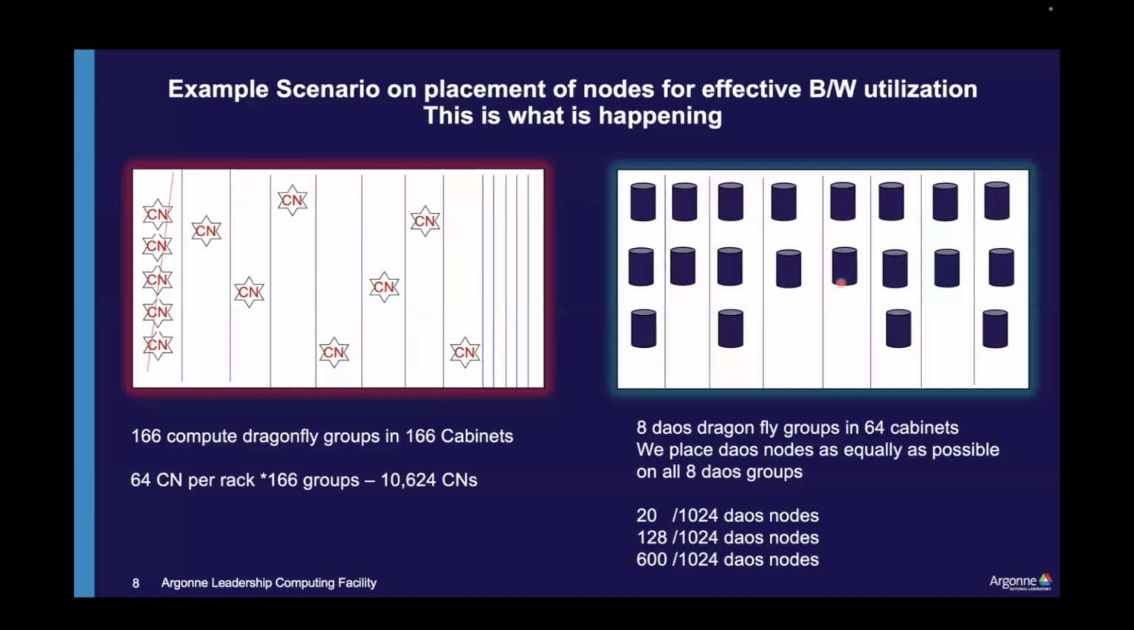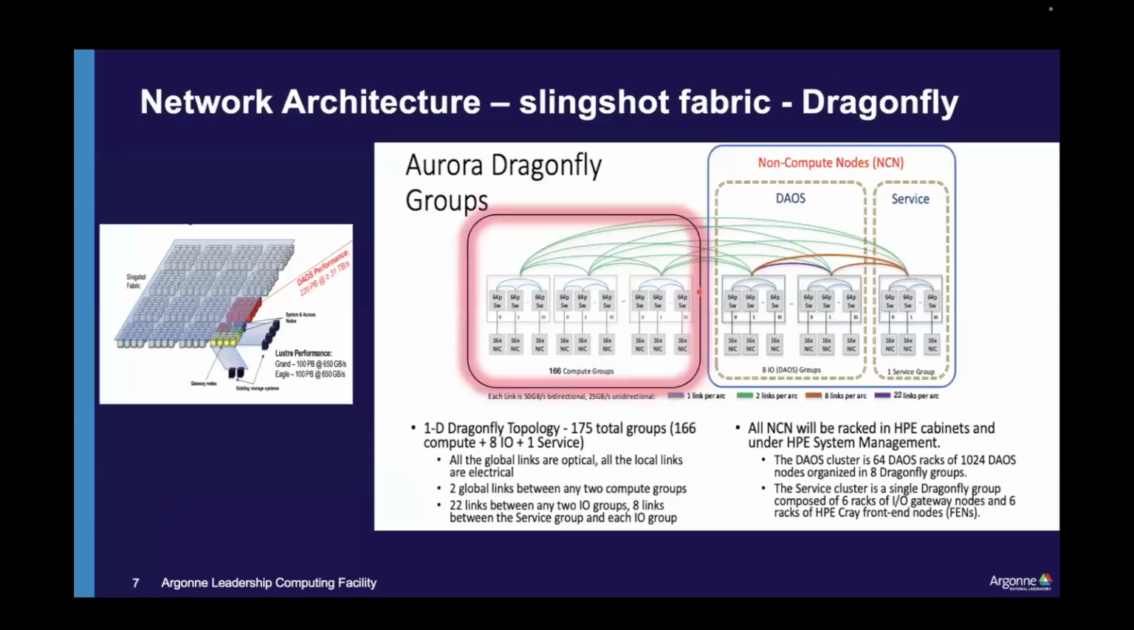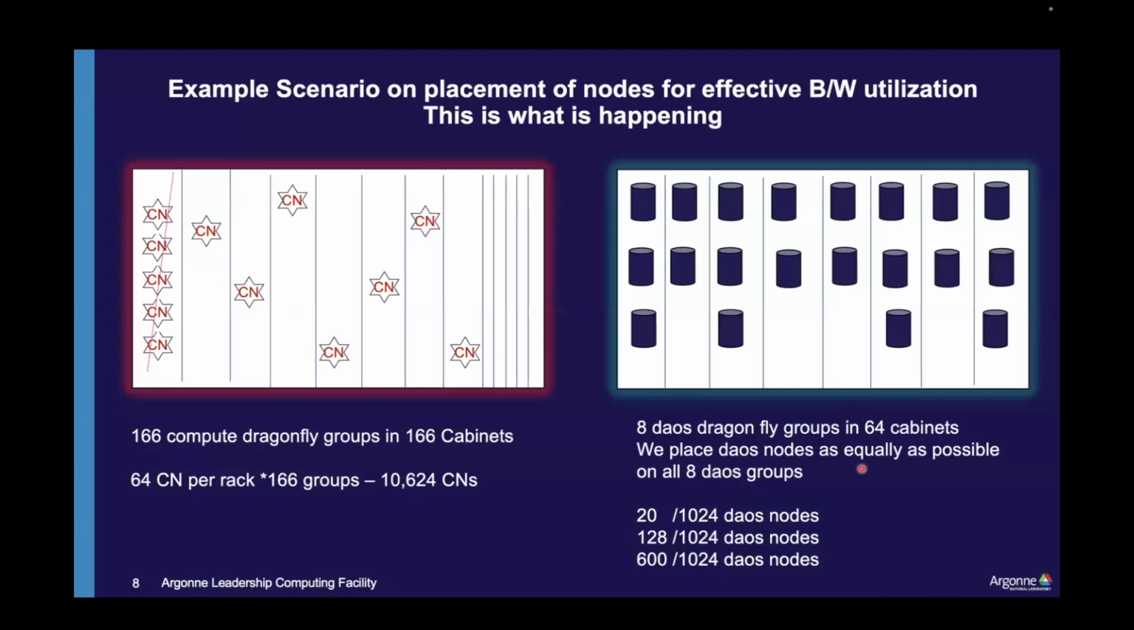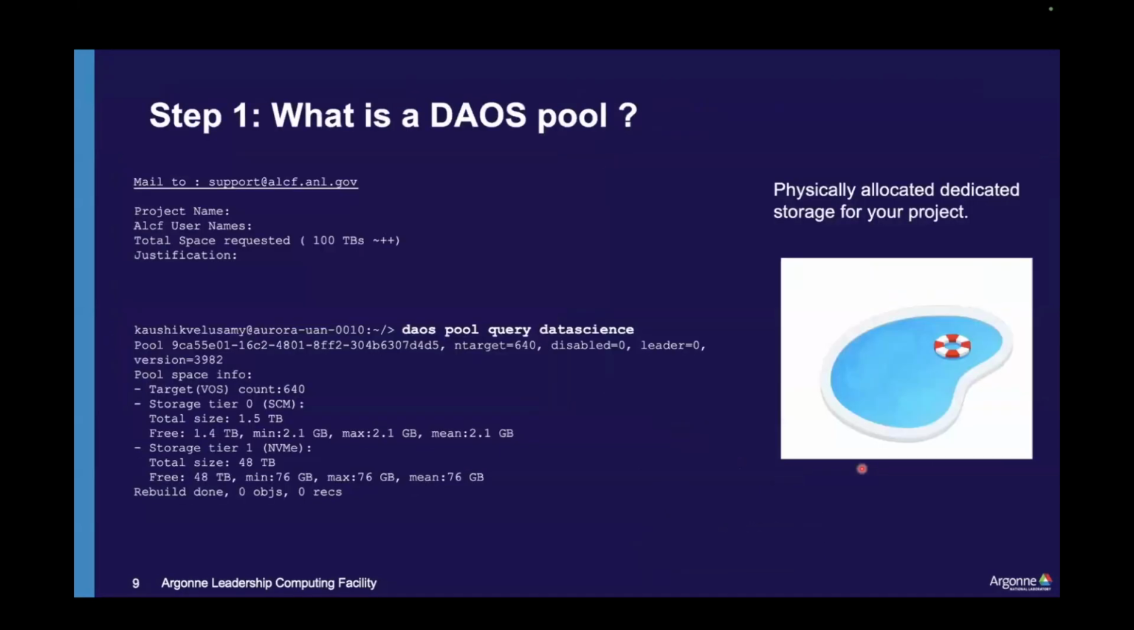This is something you cannot control. You can try node placement and things like that, but in a rare circumstance, if you get all your 8 nodes placed on one cabinet, you might not see the 5 terabytes per second or 30 terabytes per second. It won't happen, but it's just a picture that it's good to see. And within the DAOS group here, we try to place the DAOS nodes as equally as possible, however many nodes we have currently running.